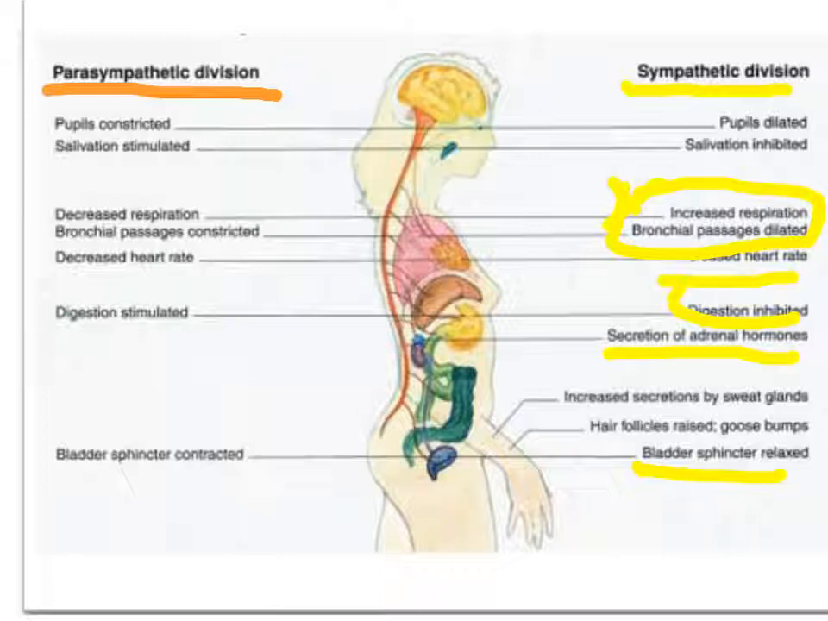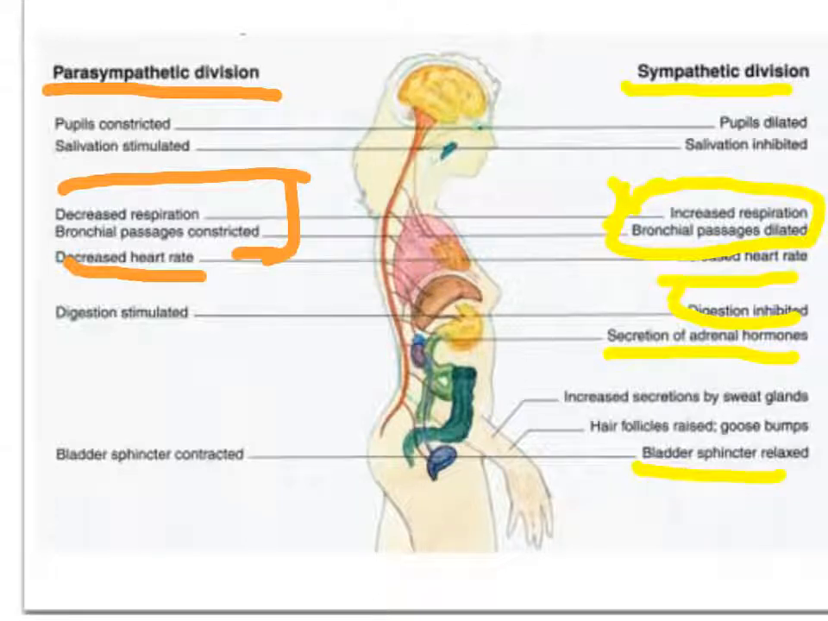On the parasympathetic side, things tend to return to normal. The heart rate comes back to normal, respiratory rate comes back to normal, the bronchioles come back to normal, and then there's time for digestion. There's time for excretion. So sympathetic is going to be your fight or flight, parasympathetic is going to be your rest and digest.